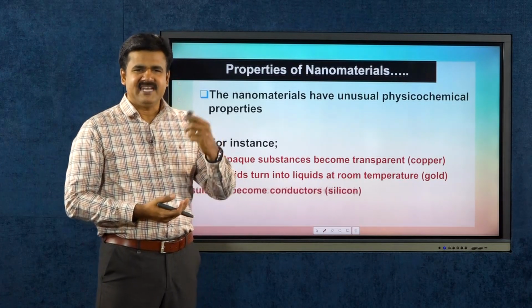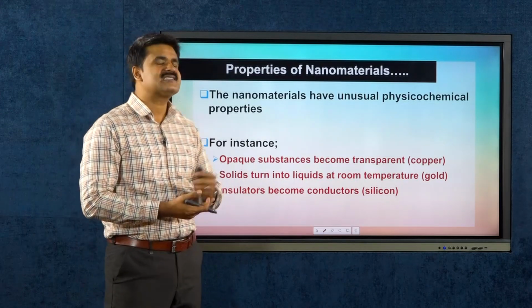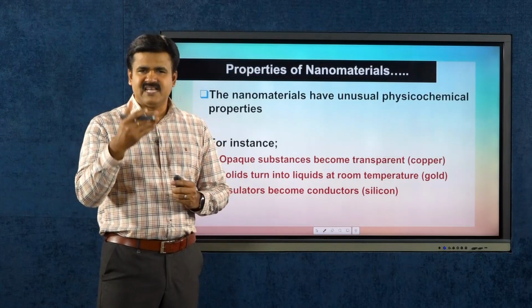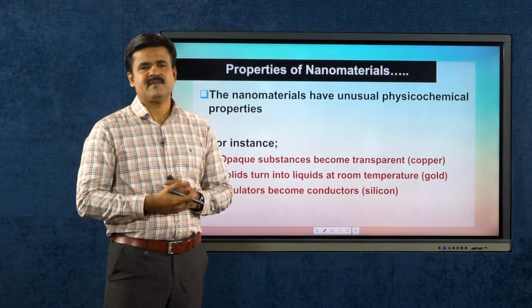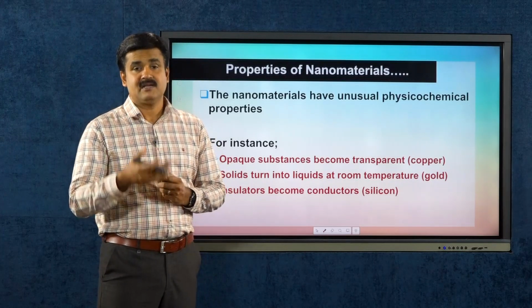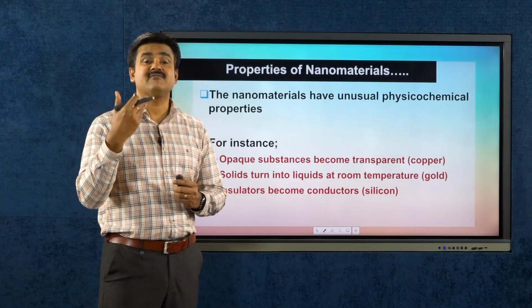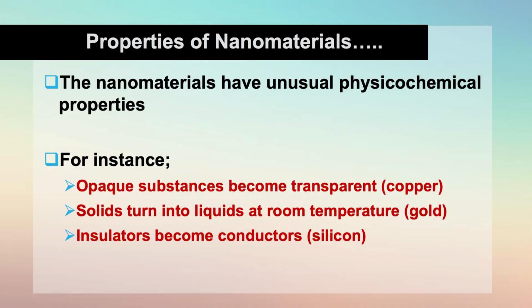Now, the next case is about silicon. Insulators become conductors. Silicon belongs to the semiconductor family. At a certain temperature, it acts as an insulator. But when silicon is converted to nanosilicon, it will be a perfect conductor. These are some examples of drastic changes when we convert a bulk material into a nanomaterial.